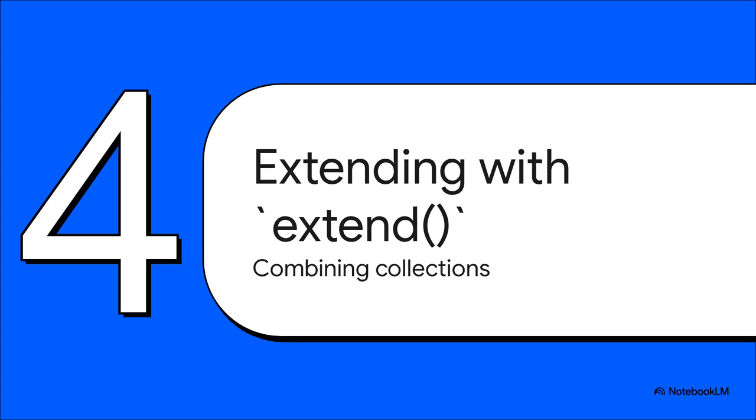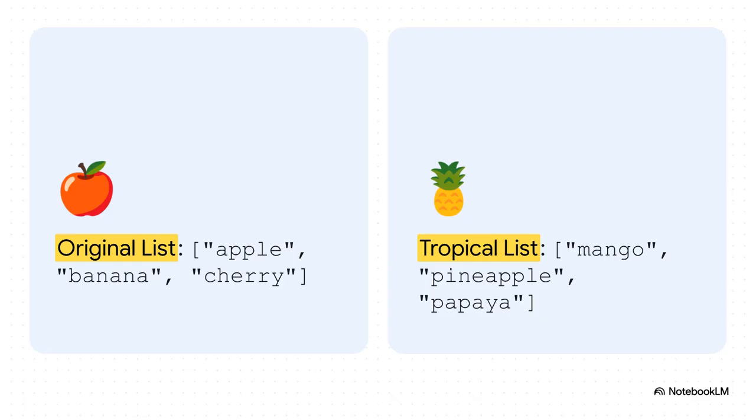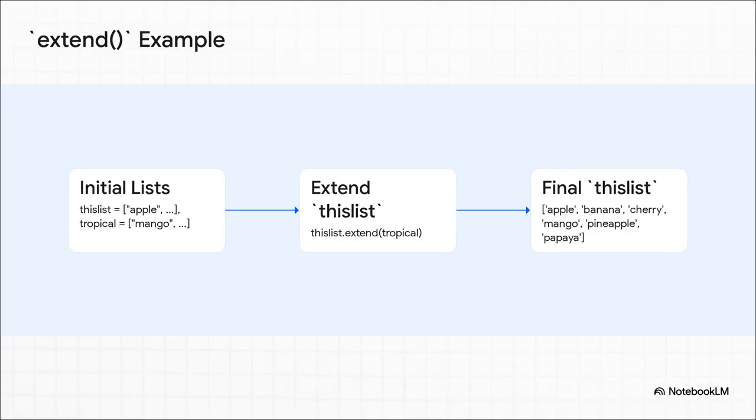We can add one item anywhere we want. But what if you have a whole bunch of items you want to add all at once? That's when we need to bring out the heavy machinery. Let's set up a scenario here. You've got your main list of fruits on the left, and then over on the right, you've got this whole other list of tropical fruits. The goal? We want to merge them. We want to take everything from the tropical list and dump it into our main list. This is a job for the extend method.